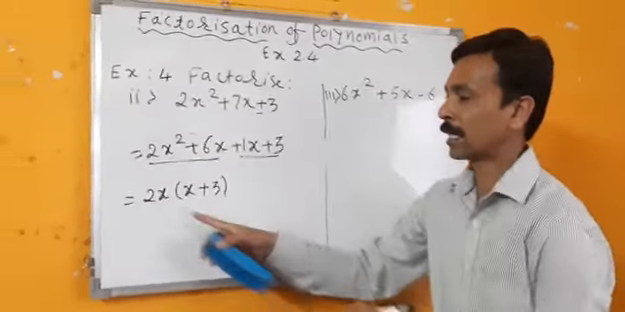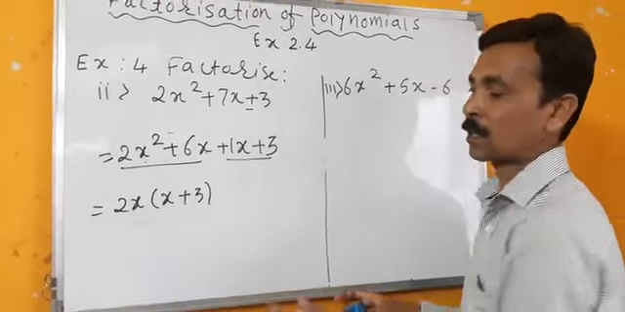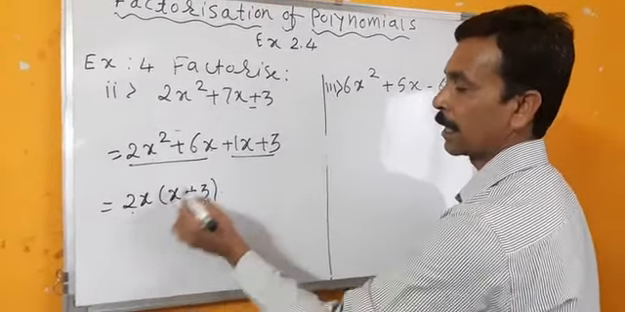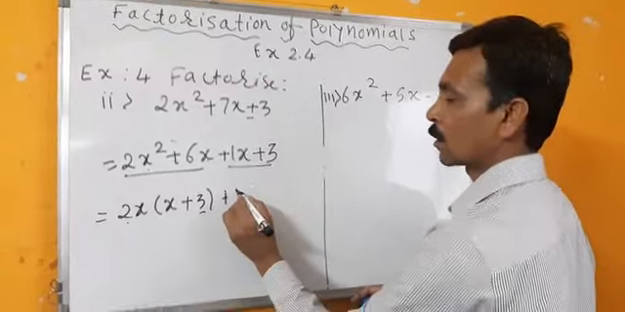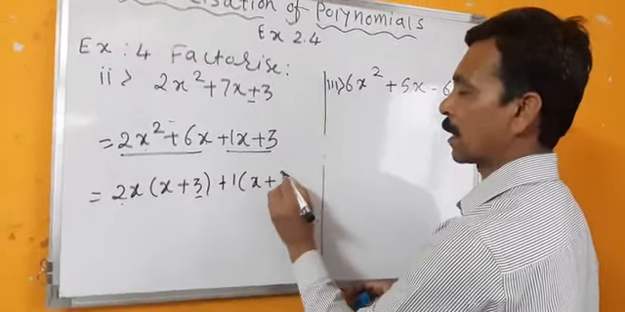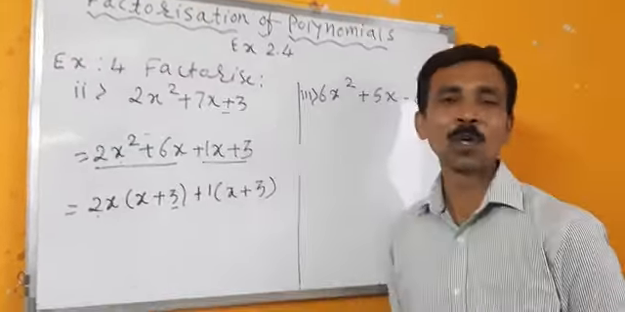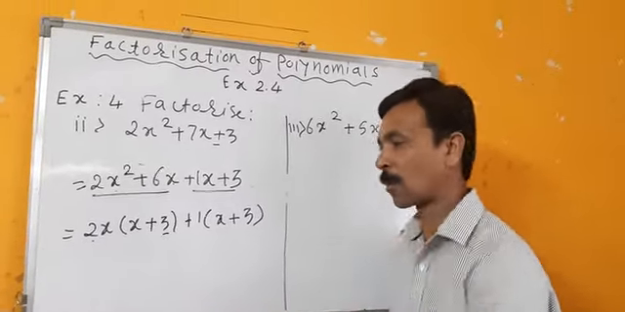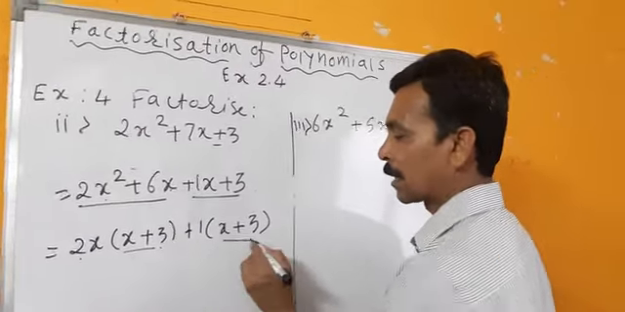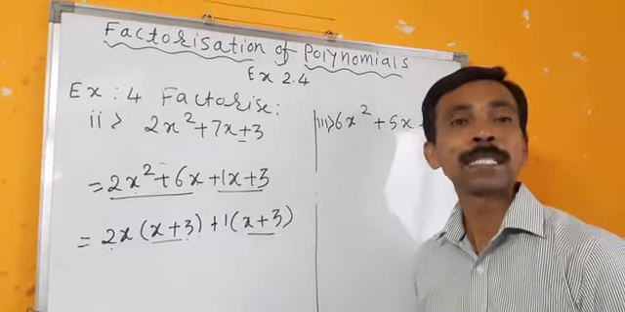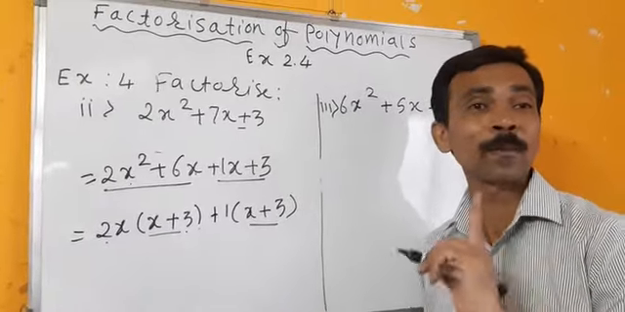Look here. 2x into x is 2x square. 2x into 3 is 6x. Plus, what is common here? 1. X plus 3. Because if there is no common, then we have to take 1 only as common. And I have told you, both the brackets have to be the same, with the signs also. Signs cannot be different.